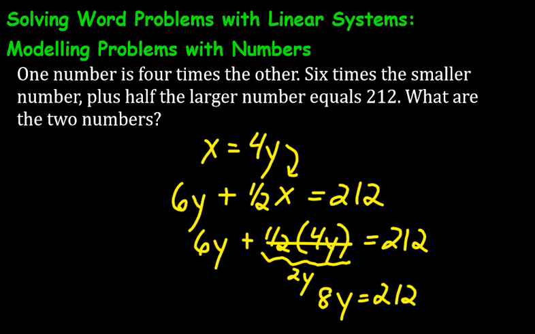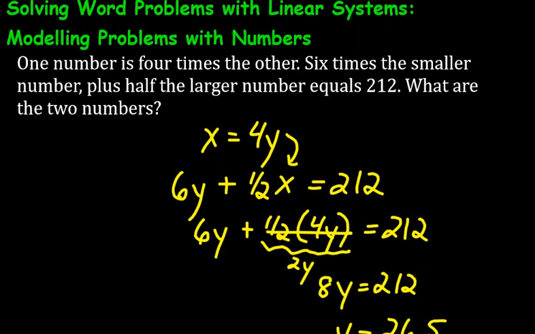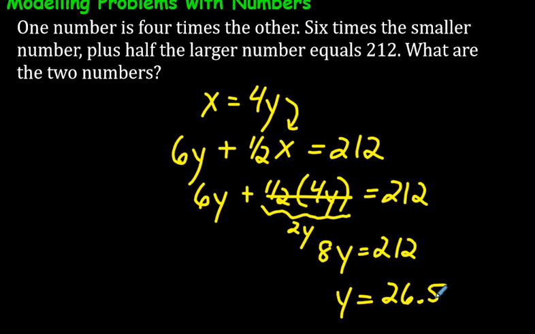And finally, 212 divided by 8, you can use a calculator if you like, because it's not exactly an answer that's immediate. It's not a whole number, it has a decimal, and it's 26.5. So what that means is the smaller number is 26.5. If we want to know the bigger number, remember 4 times the smaller number will give us x. So let's take 26.5 and multiply by 4, and you get 106. So x is going to be 106.